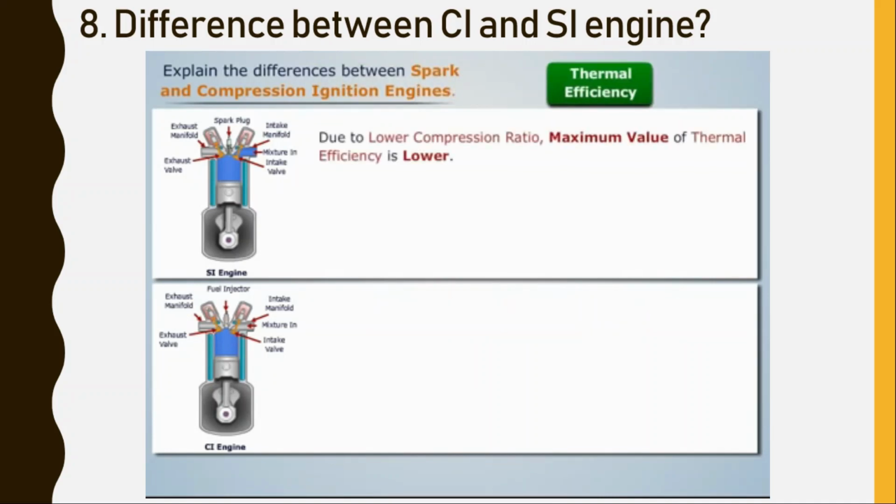Due to lower compression ratio, maximum value of thermal efficiency is lower in spark ignition engines, whereas due to higher compression ratio, maximum value of thermal efficiency is higher in compression ignition engines.